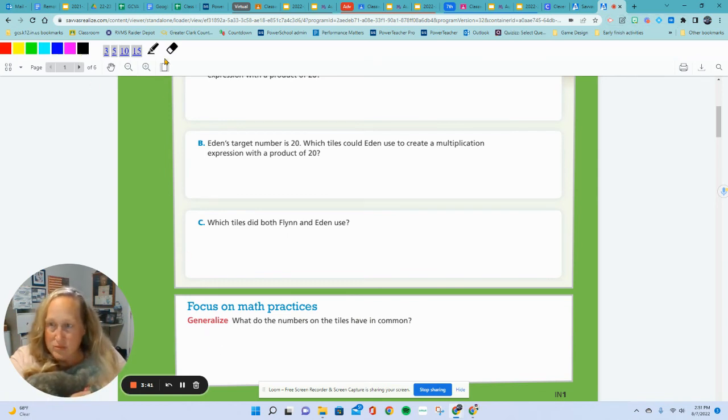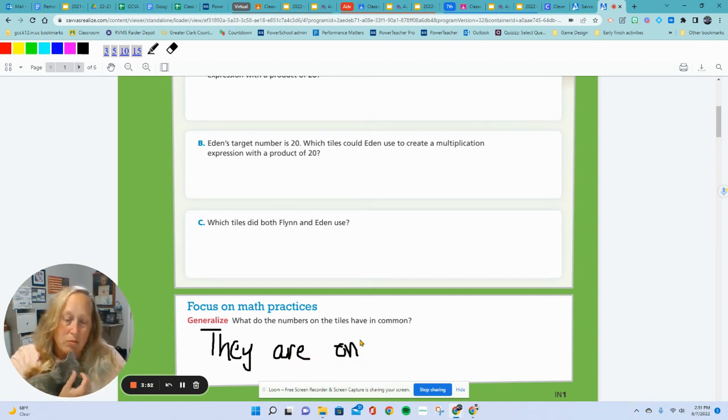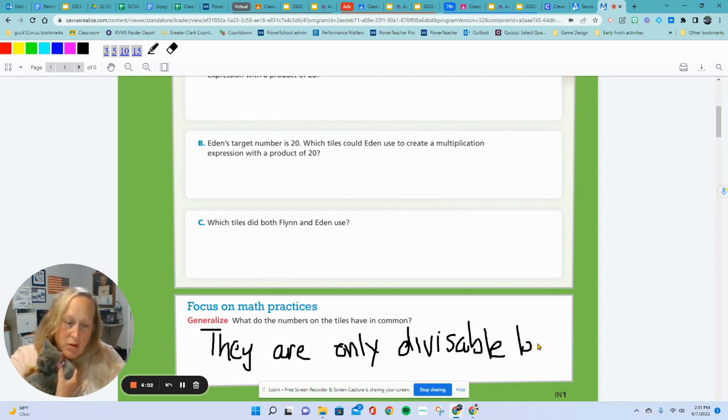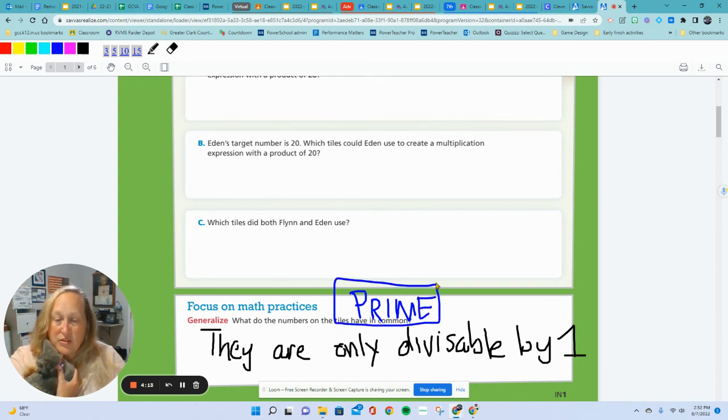So let's see if I can write that. They are only divisible by 1. And the math term, the big brain word, is prime. They are prime numbers. So there is our explore it.